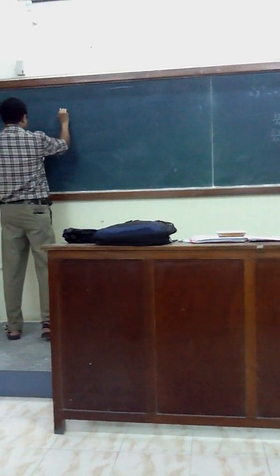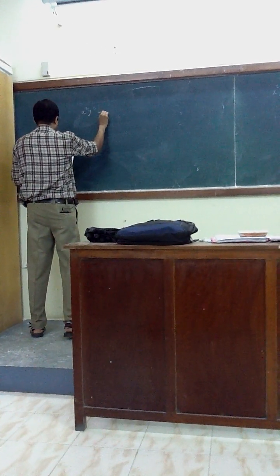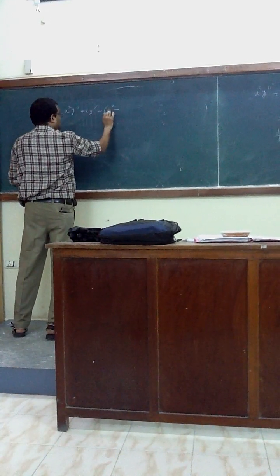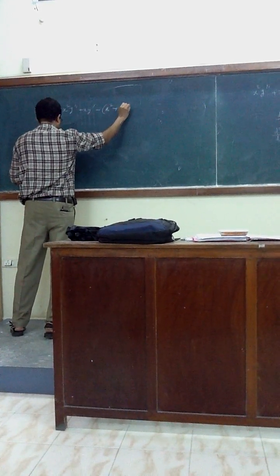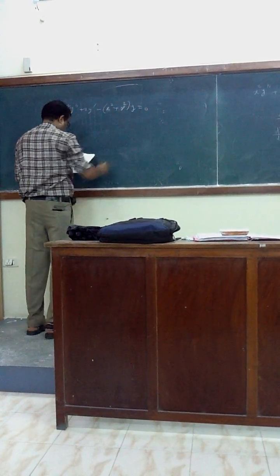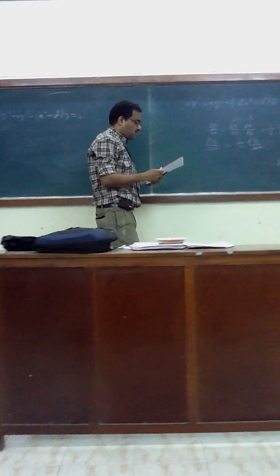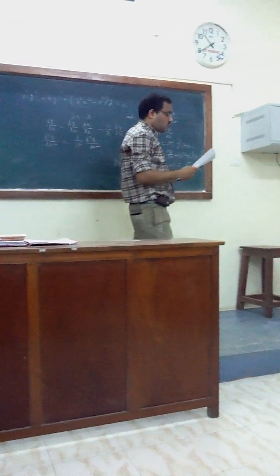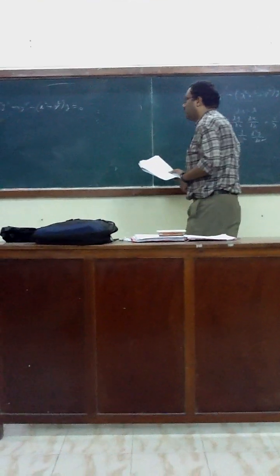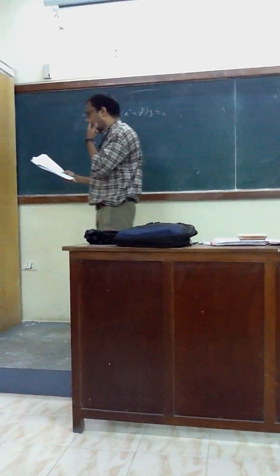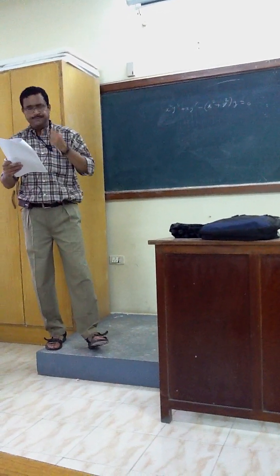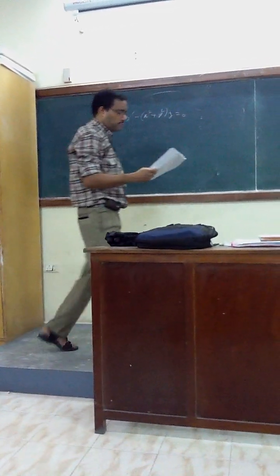So x square y double prime plus xy prime minus x square plus mu square y equals to 0, or gamma square. X square y double prime plus xy prime minus x square plus gamma square whole into y equals to 0. What will be the solution?